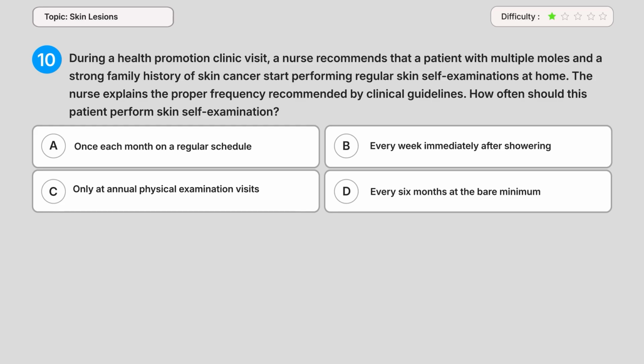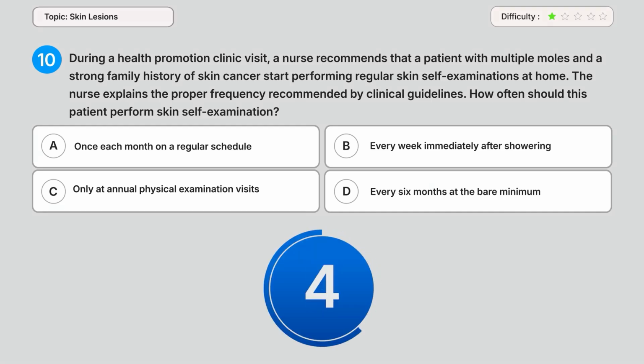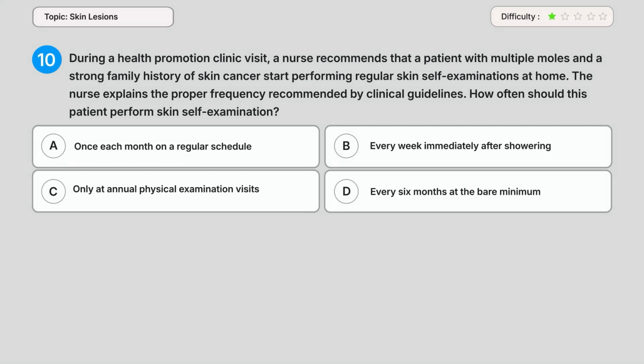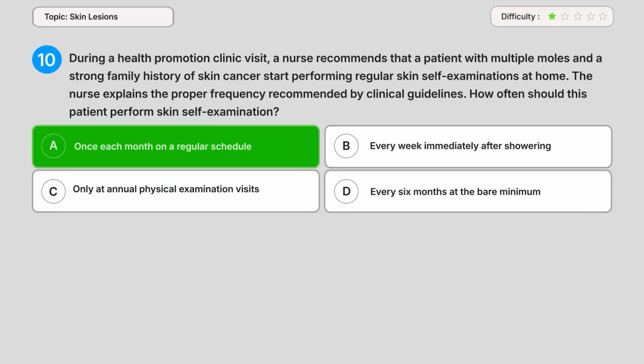A. Once each month on a regular schedule. B. Every week immediately after showering. C. Only at annual physical examination visits. D. Every 6 months at the bare minimum. What do you think is the answer? Correct answer, A. Once each month on a regular schedule.